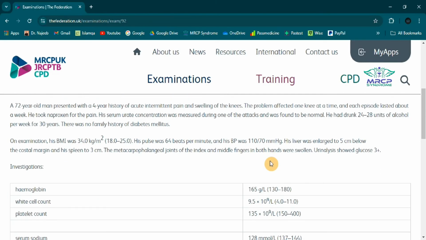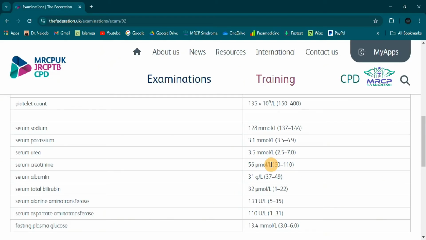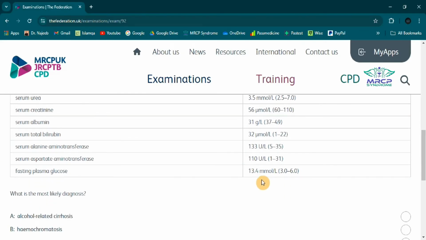And number two finding is the presence of hepatosplenomegaly. So the liver is enlarged to 5 cm below the costal margin and the spleen to 3 cm. So this hepatosplenomegaly is also consistent with hemochromatosis, where the iron deposition in these organs leads to hepatosplenomegaly. And number 3 point is the hyperglycemia. The fasting plasma glucose is significantly elevated, indicating diabetes mellitus, which is consistent with the bronze diabetes, a common complication of hemochromatosis, where there is iron deposition in the pancreas, leading to insulin deficiency.